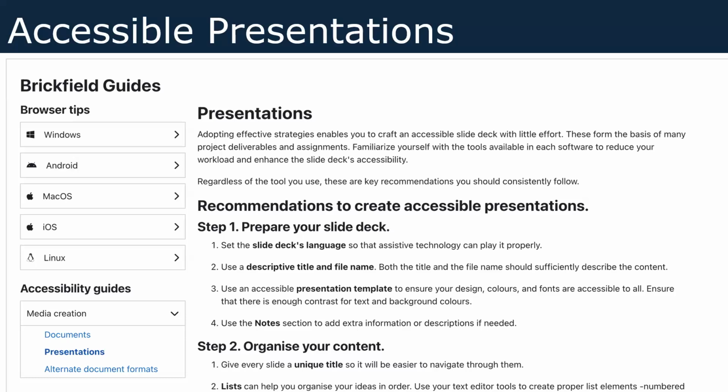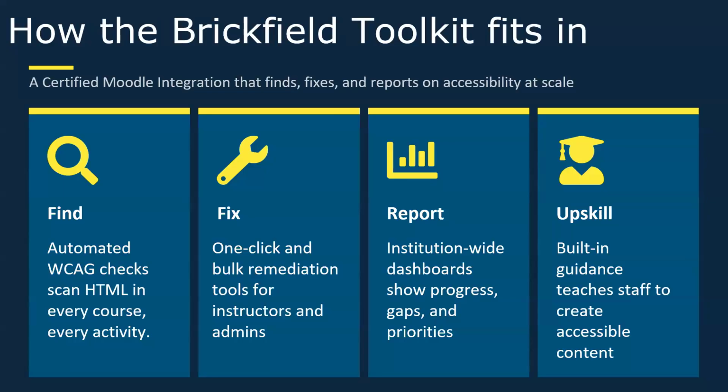Like someone has never heard of phishing. Now, when we look at all of this and about accessible content, our toolkit helps support that freedom that your students have by helping teachers find and using automated checks to scan HTML and make it more accessible. Help them fix those issues with either one-click or bulk remediation tools. But then the institution can do these institution-wide reports, dashboards with KPIs, key performance indicators, to understand where the gaps are, where the progress is, what the priorities are.